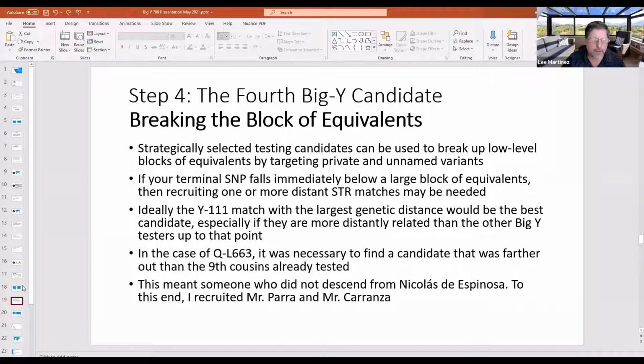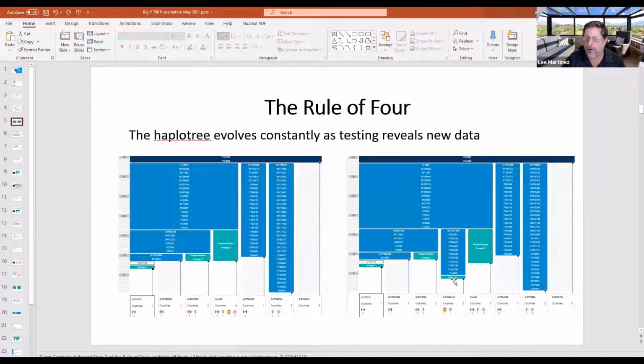Mr. Pata, I keep going back to this, both Mr. Pata and the Carranza brothers here, the thing they have in common that's important to me is that their most recent common ancestor isn't Nicolas de Espinosa. See, these are New Mexican lines right here, right? This is a native Mexican coming during the Pedro Hurtado expedition of 1695. Yeah. Came to northern New Mexico.